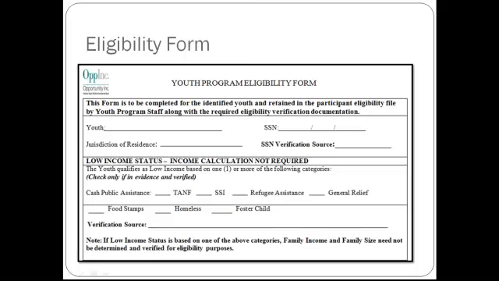If the youth receives cash public assistance, TANF, SSI, refugee assistance, general relief, food stamps, is homeless, or is a foster child, you can fill out the second section titled Low Income Status, Income Calculation Not Required. You put a check mark next to the category that applies to that particular participant. Then, document how you verified the category and skip to the back of the eligibility form.